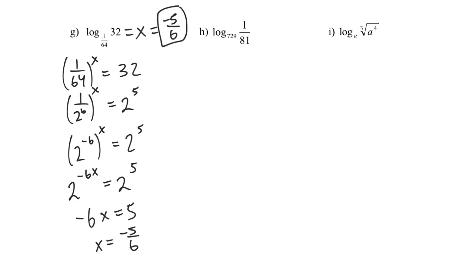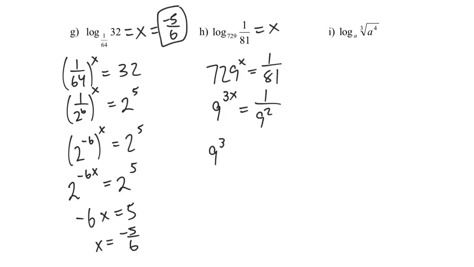Okay, letter H, we've got something kind of similar here. So 729 raised to the x is equal to 1 over 81. The like base here is going to be either 3 or 9. It doesn't really matter which one of those that you choose, but 9 to the third is 729, so I could rewrite this side as 9 to the 3x, and that's going to equal 1 over 9 squared, which is really the same thing if I move that to the numerator as 9 to the negative 2 power, which means that 3x is going to equal negative 2, and so therefore x is going to equal negative 2/3.